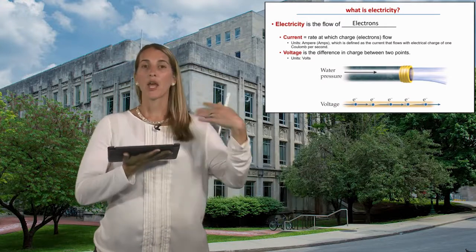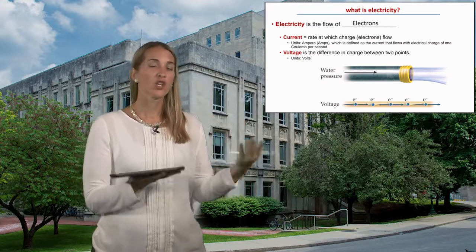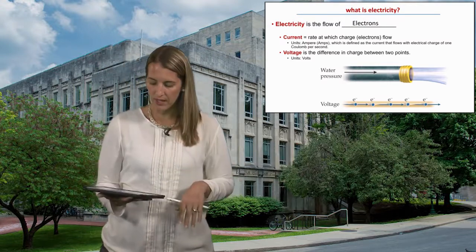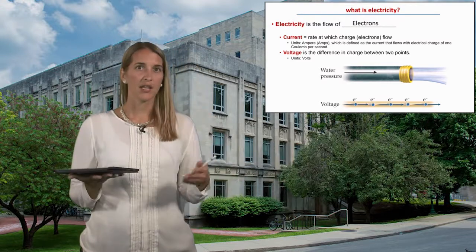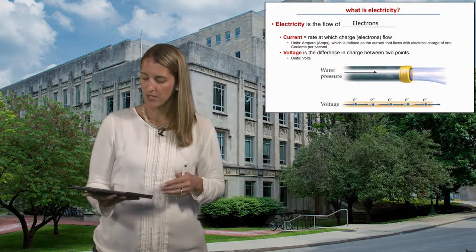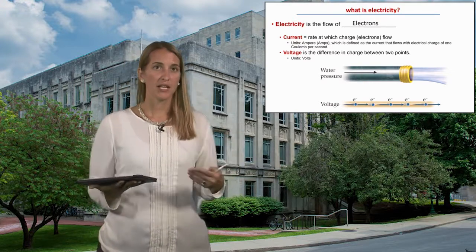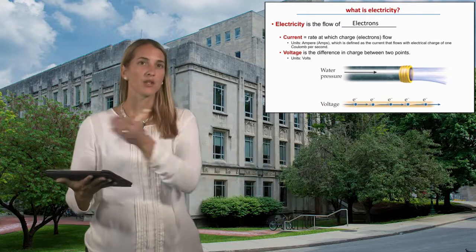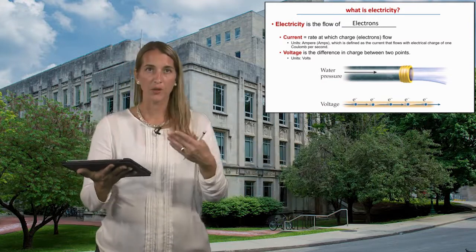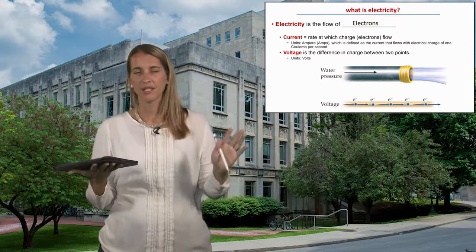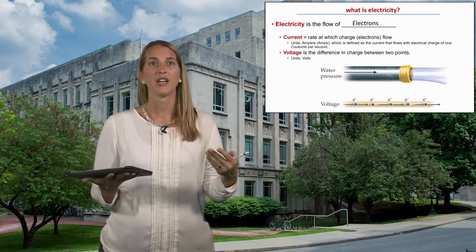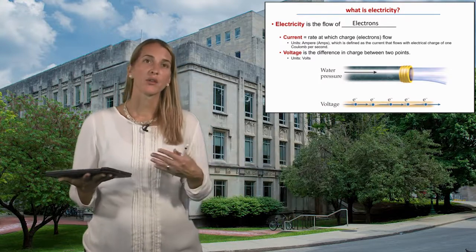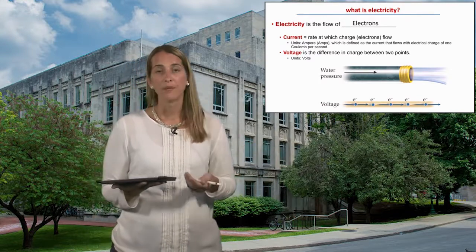Current is talking about a rate, so some amount of charge being flowed through per second. A unit there is the amp, which is an amount of charge of 1 coulomb per second. So that's like thinking about the rate at which water flows, how much water would go through this hose. Water is a good example to use when we're thinking about electricity flowing through a wire, but how much water can go through per second. That would be like the current.